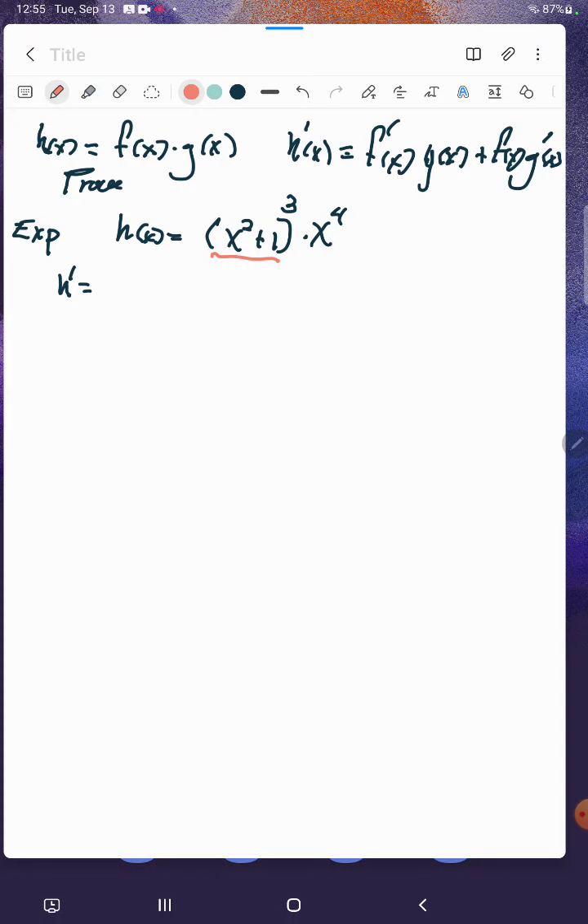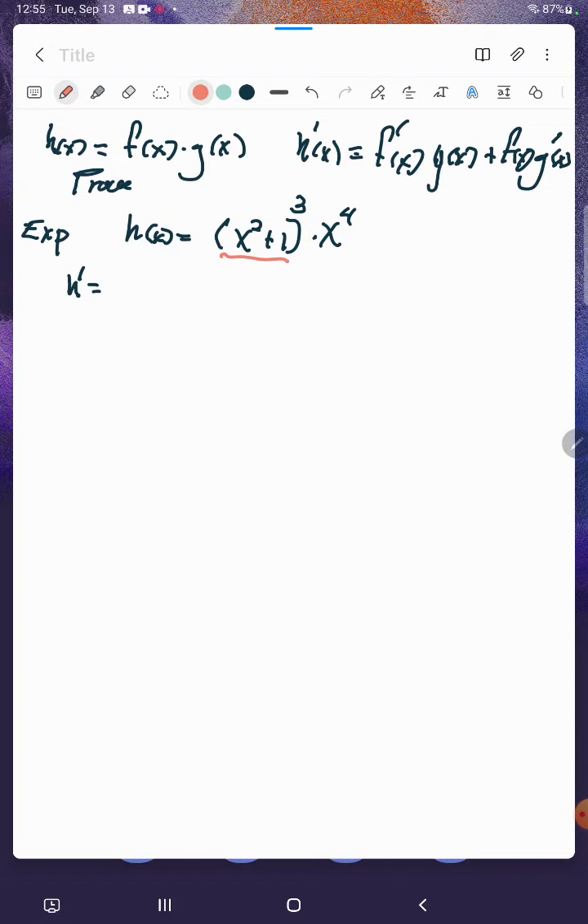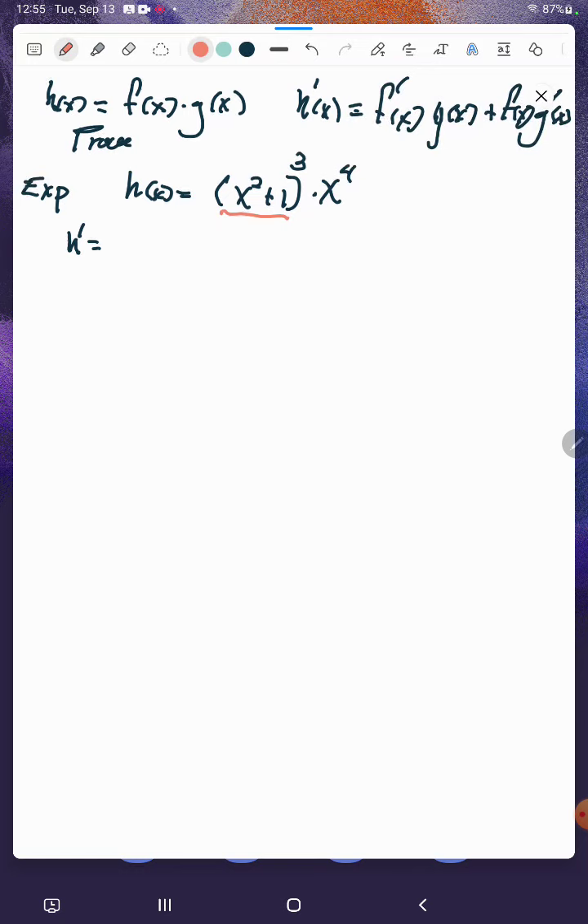Let's see if I can multiply that out. Okay, so now h prime. What I do is the 3 comes down. That's x squared plus 1, right? And then you subtract 1, that's 2. Now I have to take the derivative of the guts, which would be times 2x, right?